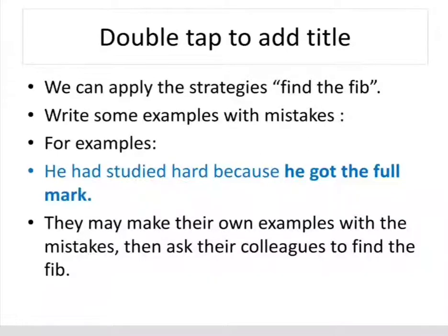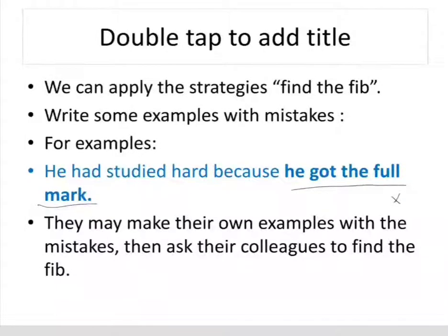We can apply the strategy, also find the verb here, write some examples with the mistakes, as we have said before in part number 1. He had studied hard because he got the full mark. Is he got the full mark here the reason? As we have said, because introduces the reason. They will say, no, teacher, we have to fix the sentence. He has got the full mark because he had studied hard. Is it clear?